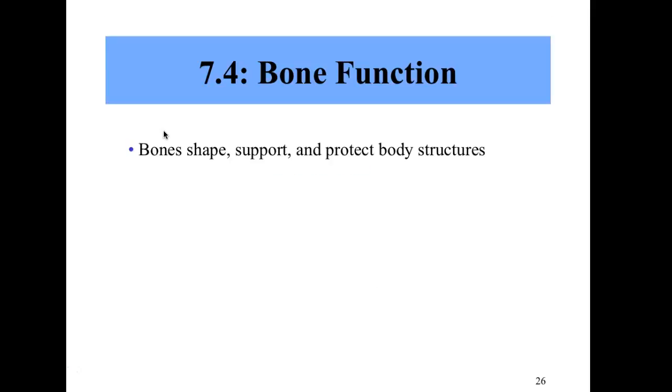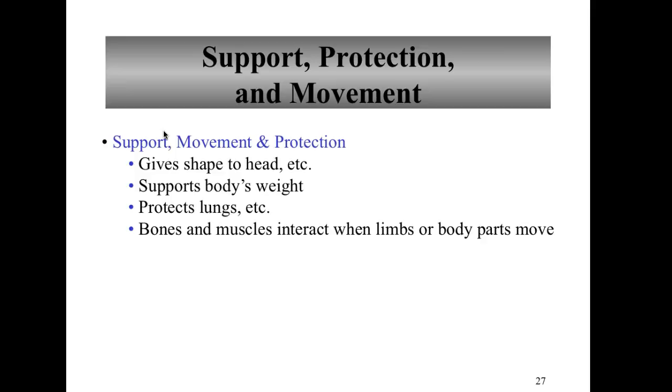We are going to continue our lecture in 7.4, which will conclude our discussion of the skeletal system and its physiology on bone function. So basically, we know that bone function itself is for support, protection, and movement. Bone shape, support and protect body structures. The bones in the legs and the pelvis are going to support that of the trunk. The atlas, which is the first cervical vertebra, is going to support the skull.